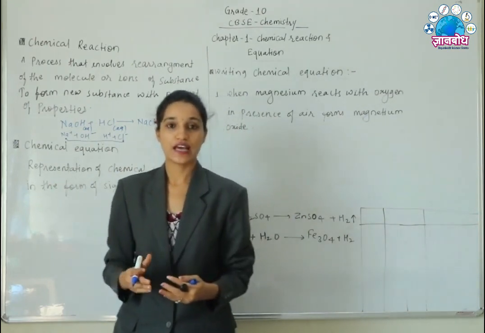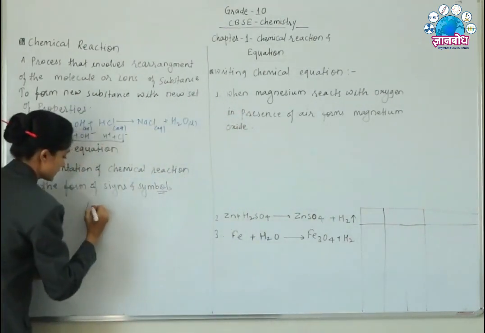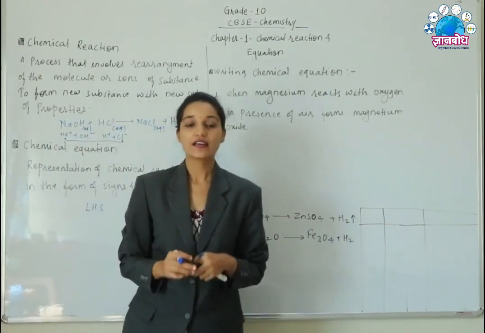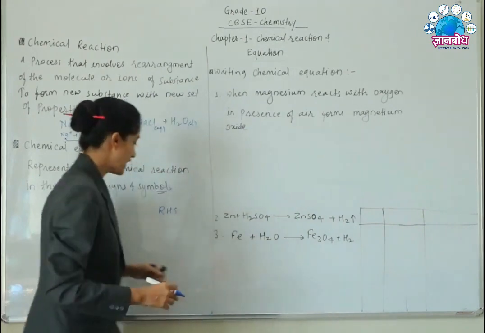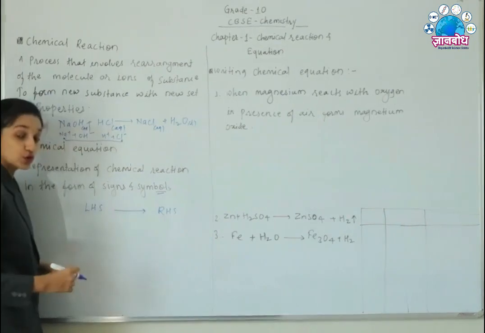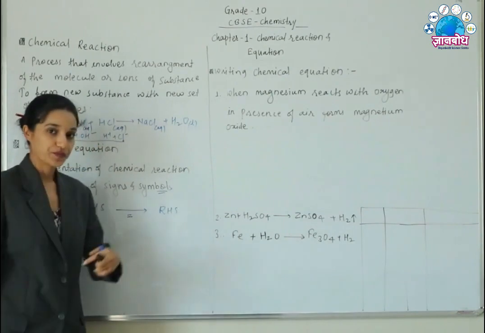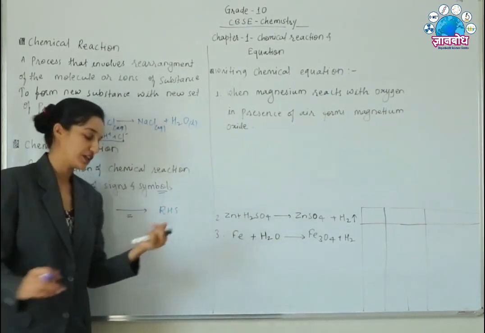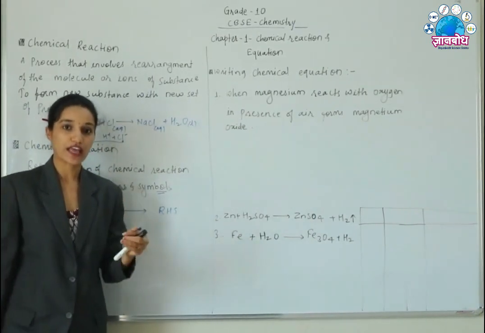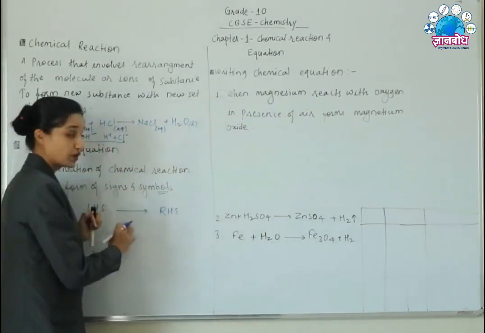Now any equation has two sides, and what are the two sides? It is LHS and RHS, that is left hand side and right hand side. The left hand side and right hand side are separated by an arrow. In maths we use the equal to sign, but here we will not use an equal to sign because we are showing a process. A chemical reaction happens in a process, so we show an arrow.